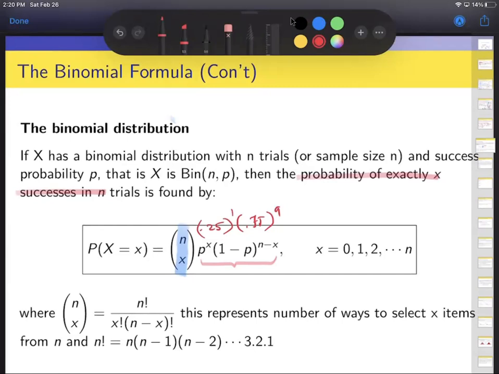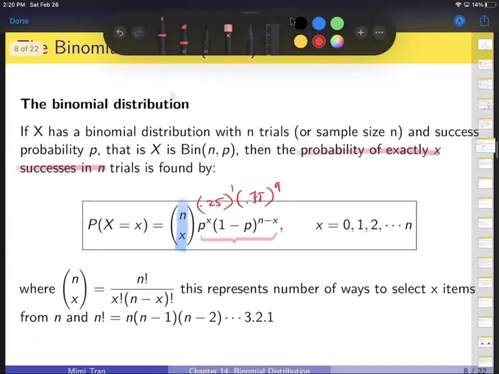Now the blue part is called n choose x. That's combination. N choose x. It does not mean n divided by x. I'll show you how to do it in your calculator later, or maybe some of you already know how. So the formula of n choose x is equal to n factorial. That little exclamation mark is factorial in mathematics. N factorial divided by x factorial times n minus x factorial.